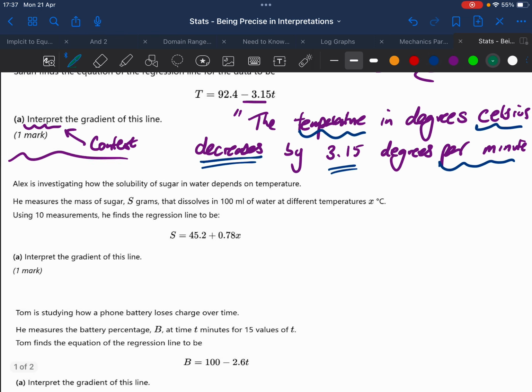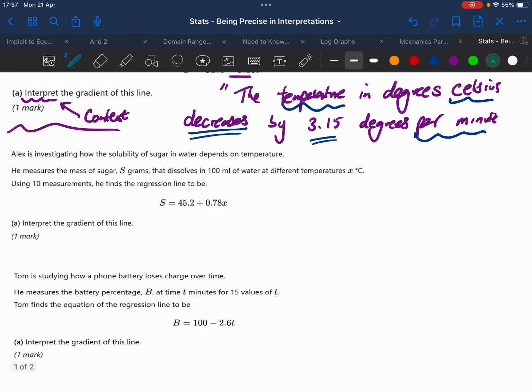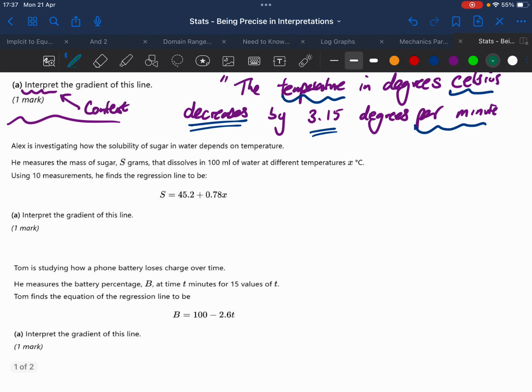So let's just do another one here underneath, a little bit more difficult. I'd recommend pausing and thinking for yourself first on how strict you need to be with this.